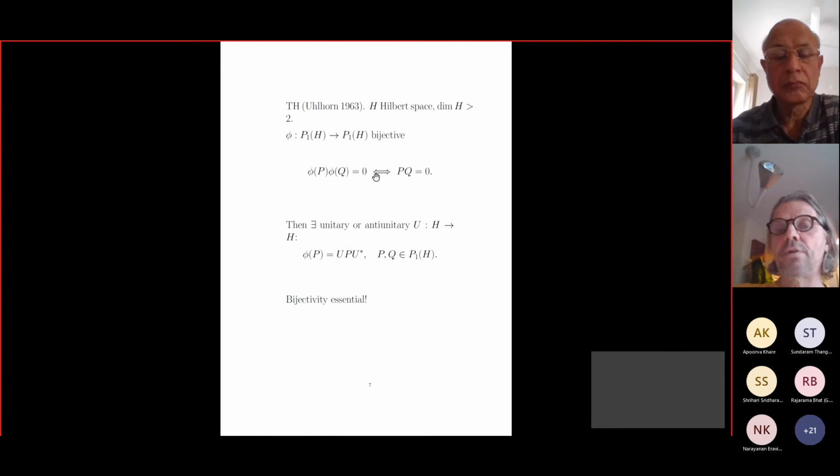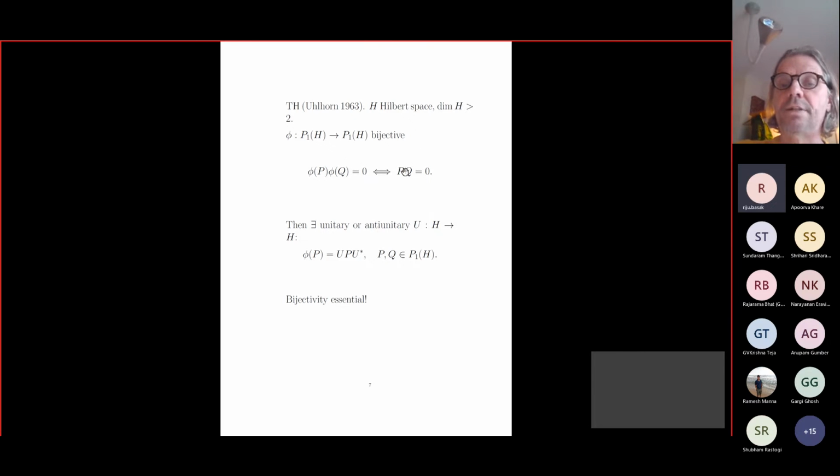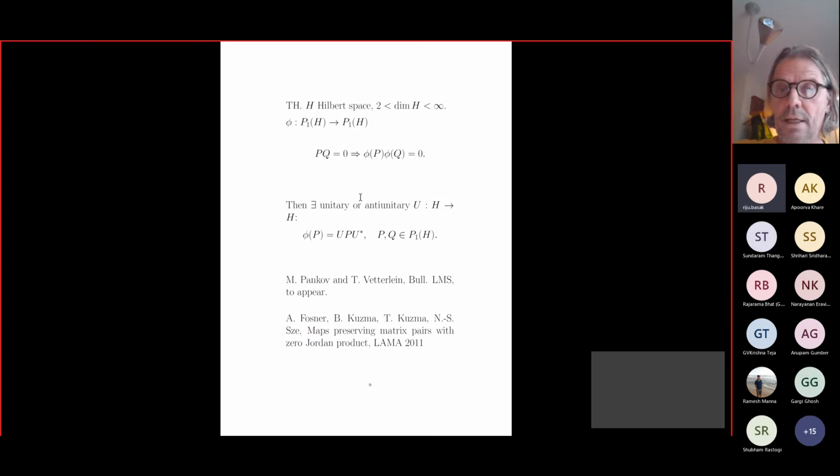Here we have preserving orthogonality in both directions. Can we assume that orthogonality is preserved in one direction only? Yes, all this is true. And this was, as far as I knew, till very recently, a new result.